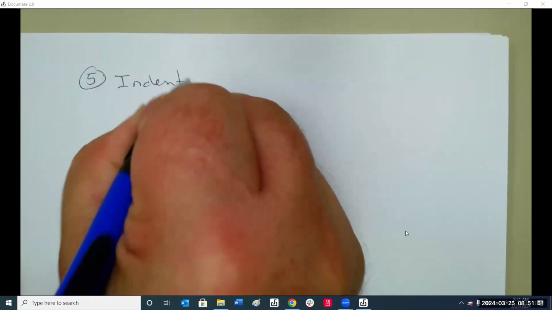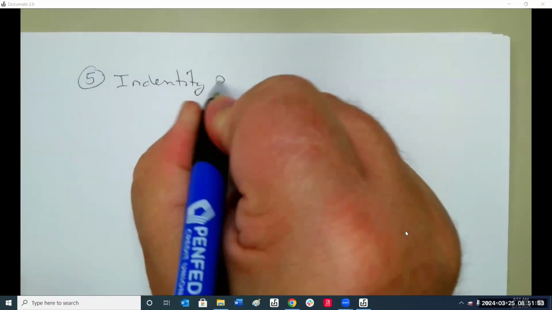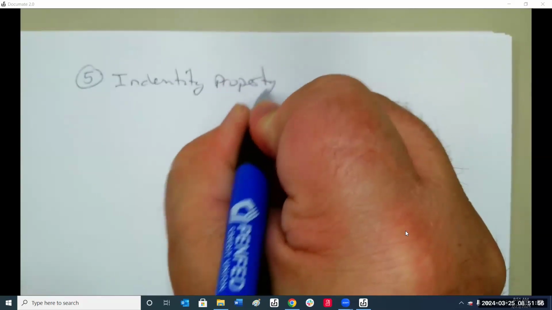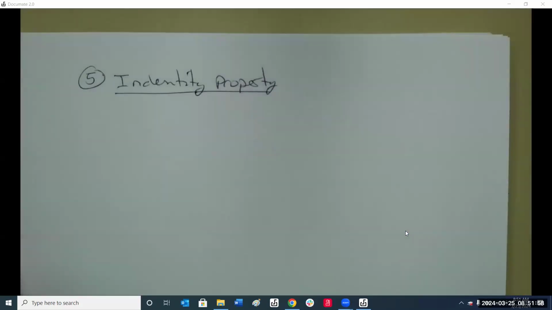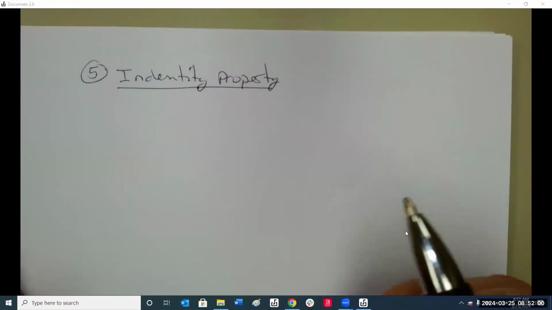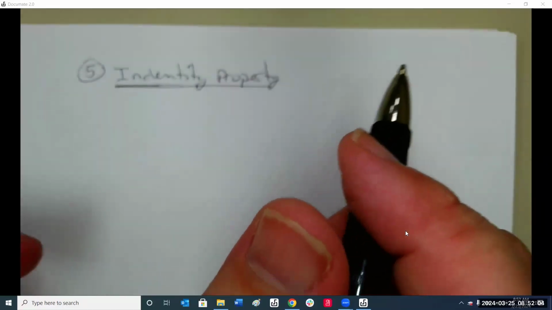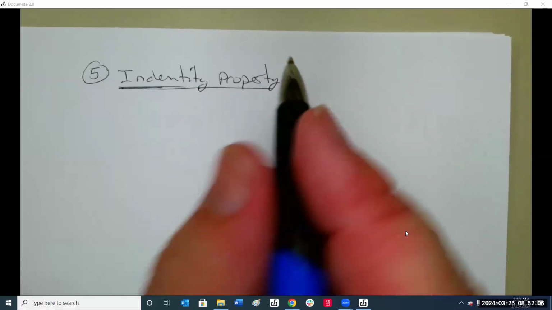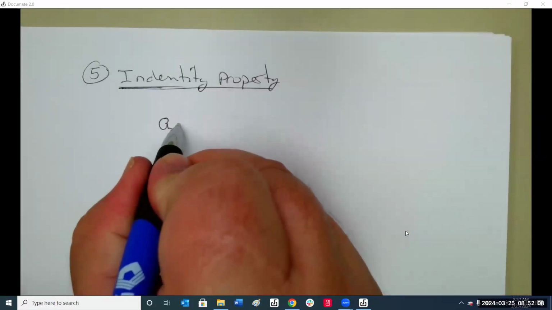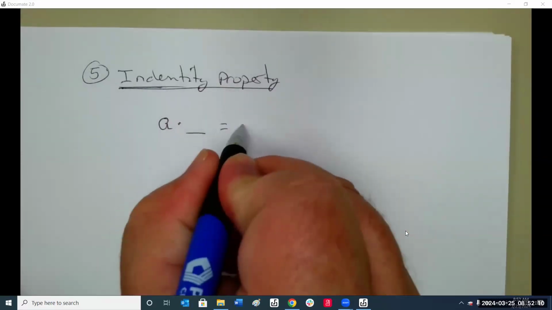The fifth property is the identity. These are all of multiplication. The identity property is what do I multiply to a number to let it keep its identity? So what do I multiply to A so it stays A?